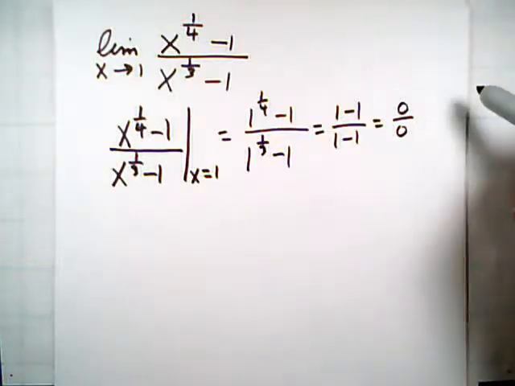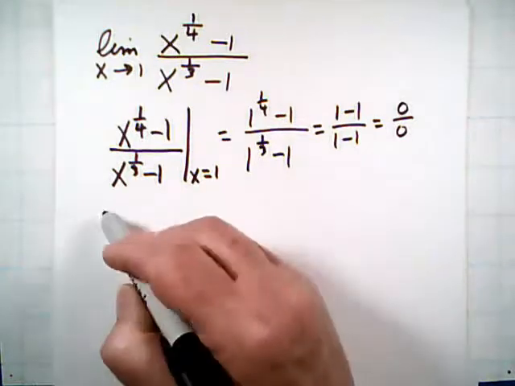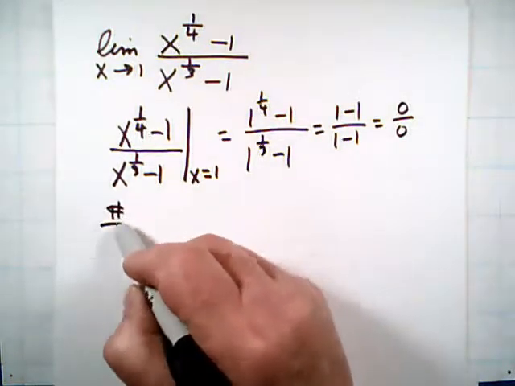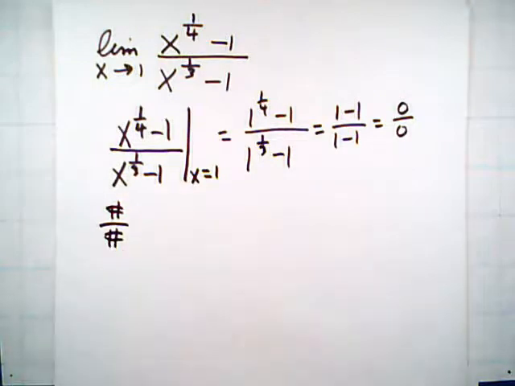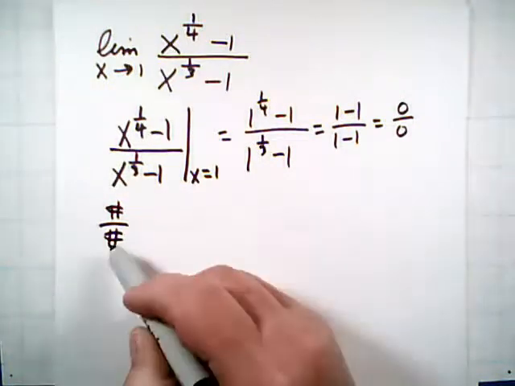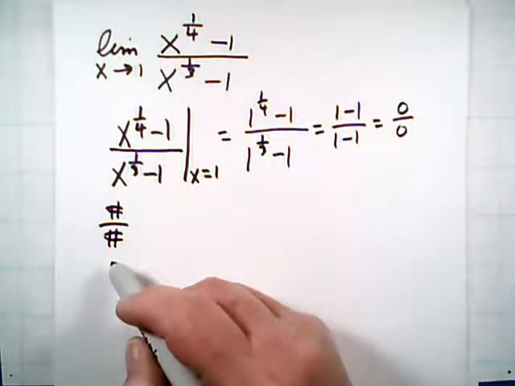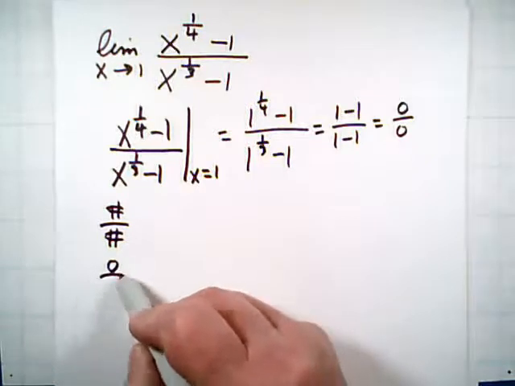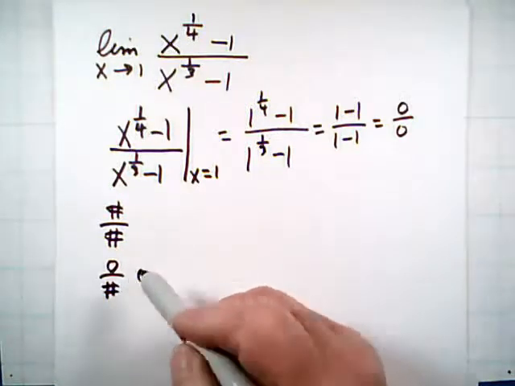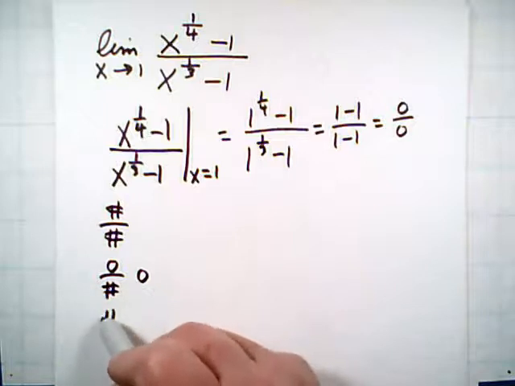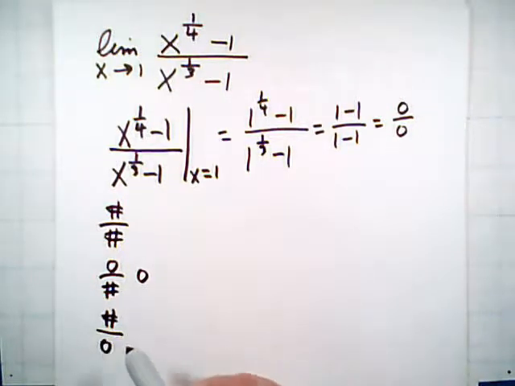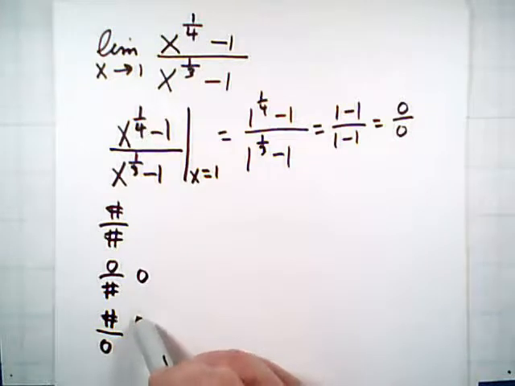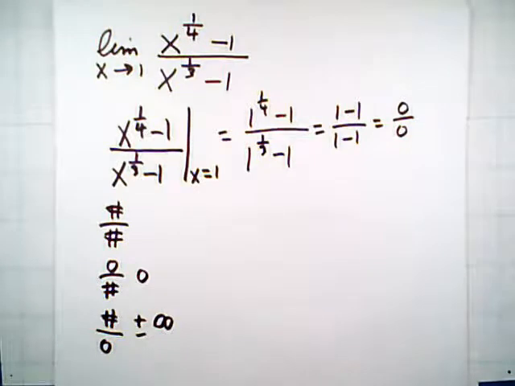There are only 4 types of values that you can get out of this. One is a number divided by a number, in which case the result of that division is the answer and is the limit of the function. You can get 0 divided by a number, in which case 0 is the answer, and you can get a number divided by 0, in which case plus or minus infinity is the answer, the sign depending on the sign of the number in the numerator.